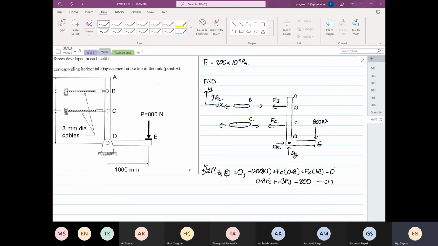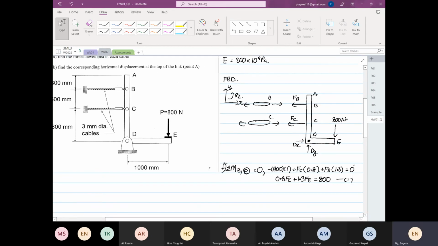So you look at it, anything else that you can do. So 800, okay, I'll check again. 800 multiplied by 1, FC is 0.8, 1.3 FB, so 0.8, 1.3. So that is our equation number 1. Then from here, let's complete the entire static analysis.